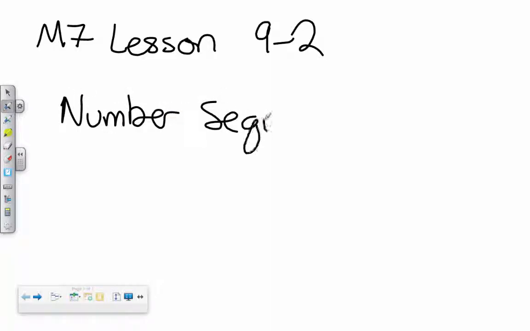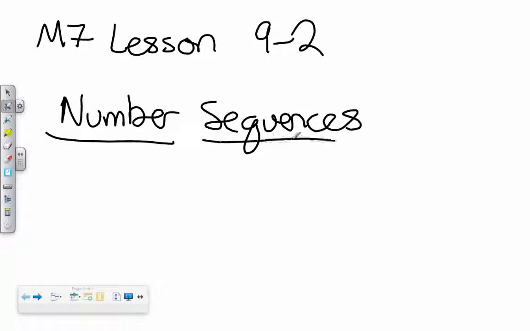M7, lesson 9-2. Today we're going to talk about this idea of number sequences. That's what we're going to be talking about. So, number sequences. Now, the thing about a sequence, which is really not all that hard, is that this literally means numbers, and this means in order. Okay? However, do all numbers have the same order?